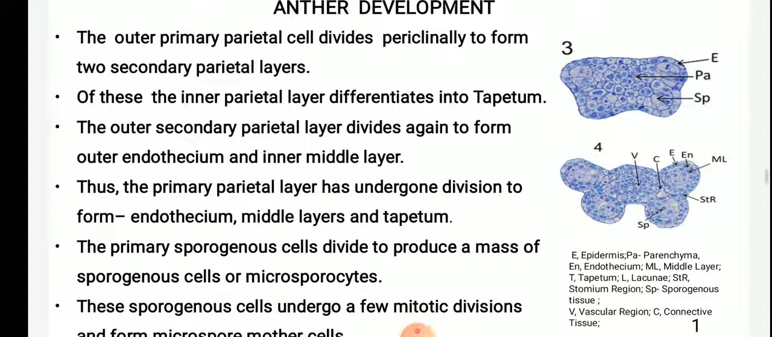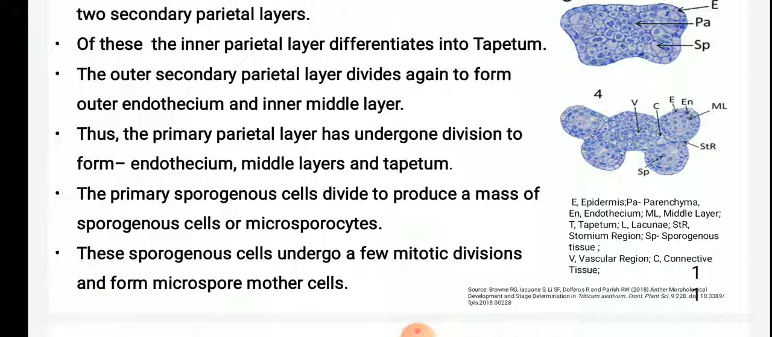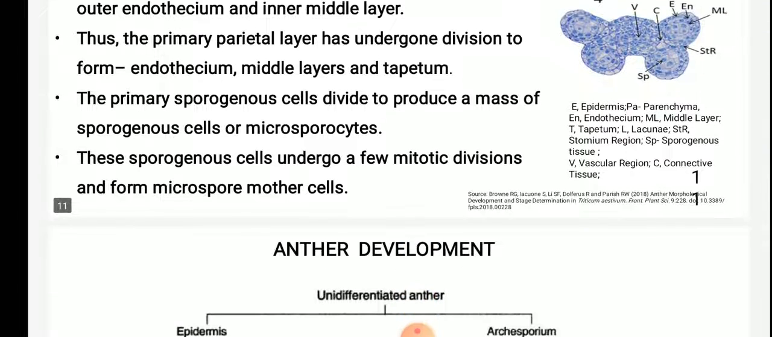One of these inner parietal layers differentiates into tapetum. The outer secondary parietal layer divides again to form the outer endothecium and the inner middle layer. Thus, the primary parietal layer has undergone division to form the endothecium, middle layer and tapetum. Epidermis will be there from the beginning of anther development. So below the epidermis, endothecium, then middle layer, and then tapetum will be formed by the parietal layer.